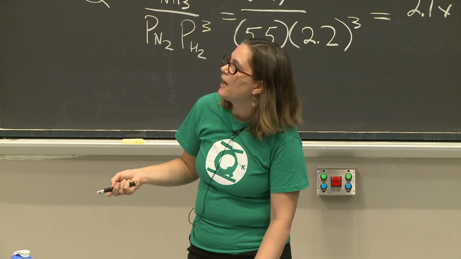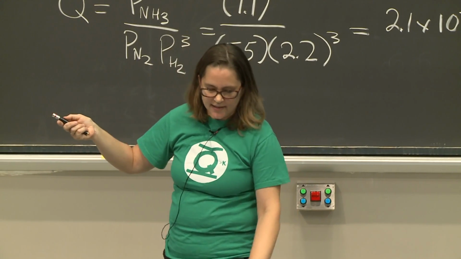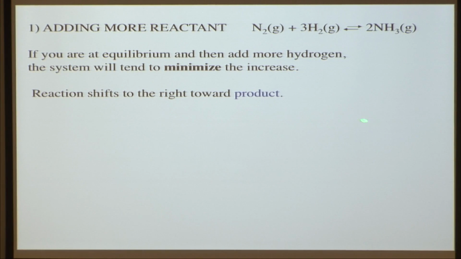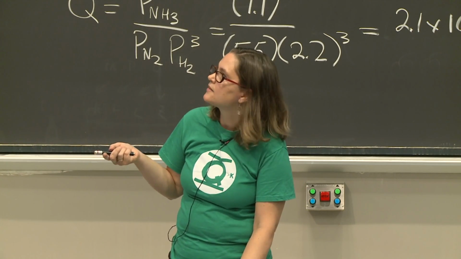Now let's just think about what's happening at each step. So if we're adding more reactant, you have too much reactant. Shift to minimize the stress, and you will shift the reaction toward product. Get rid of the reactant. Use up the reactant. Let's get back to the equilibrium condition, minimize the stress.